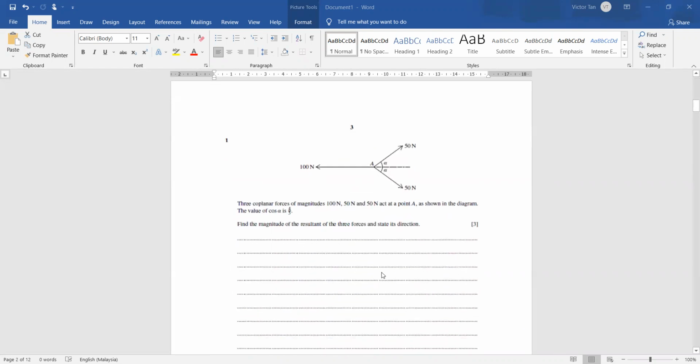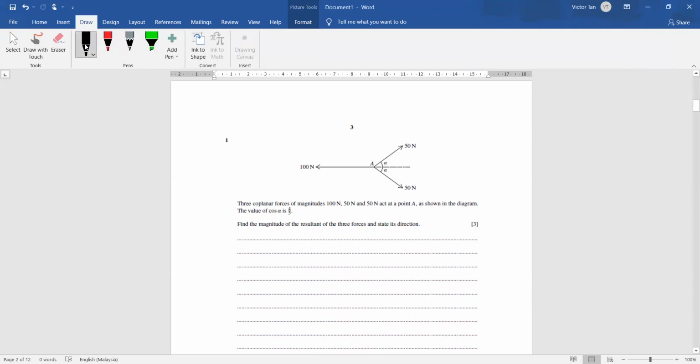Three coplanar forces of magnitude 100 Newton, 50 Newton, and 50 Newton act at a point A as shown in the diagram. The value of cos alpha is 4/5. Find the magnitude of the resultant of the three forces and state its direction. Okay.